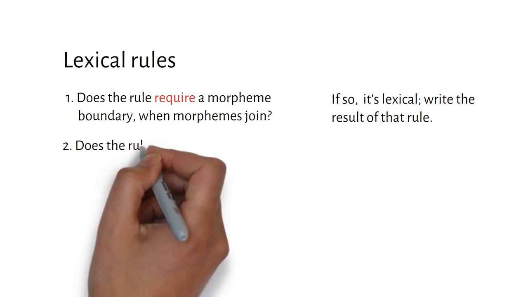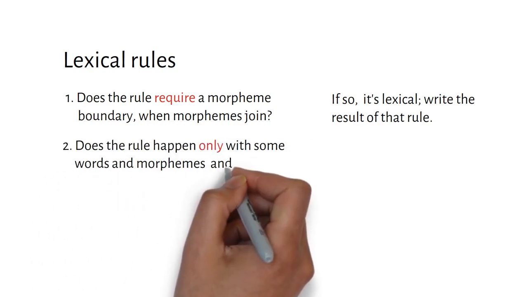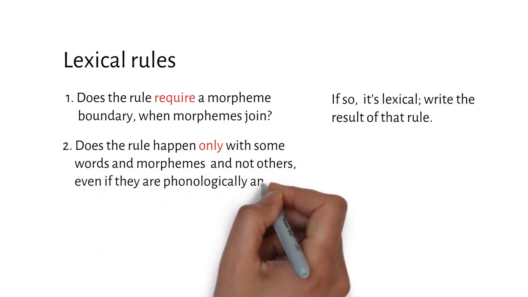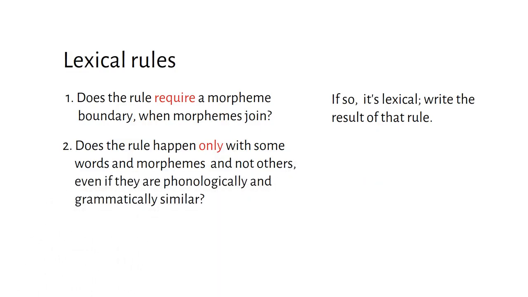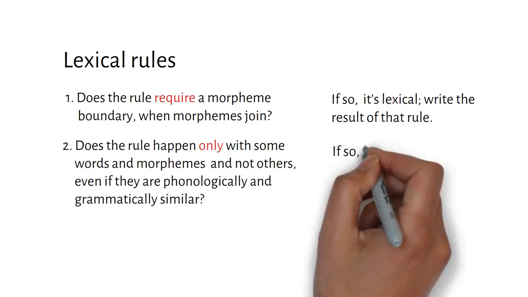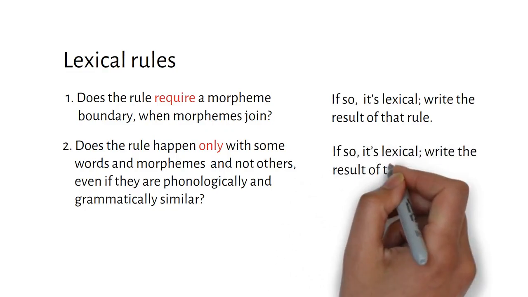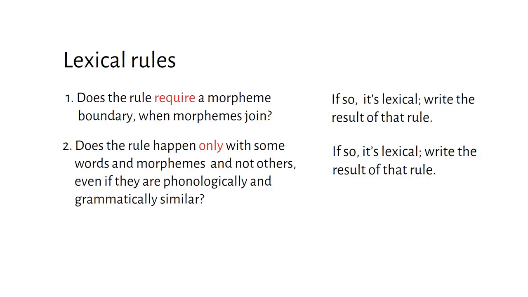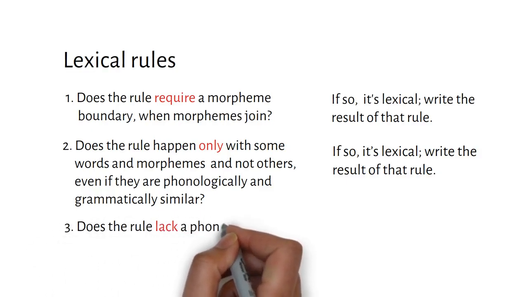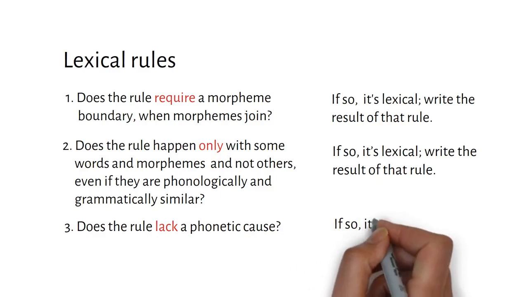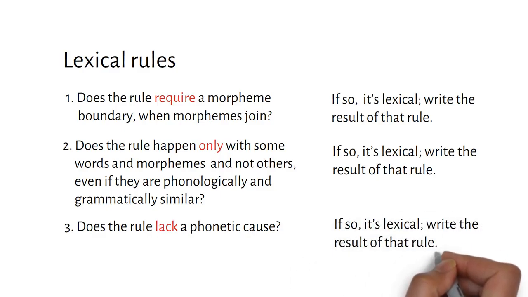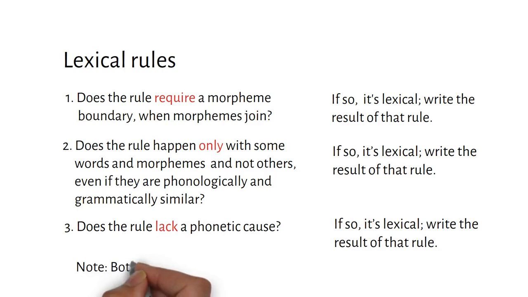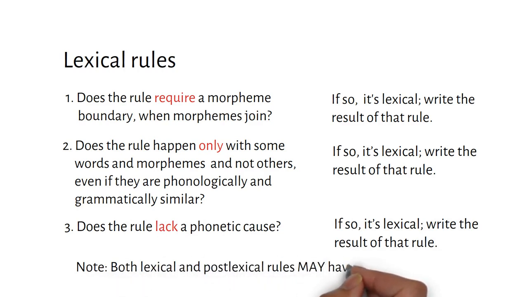Second, does the rule happen only with some words and not others, even if they are phonologically and grammatically similar? If so, it's lexical. Write the result of that rule. Third, does the rule lack a phonetic cause? If so, it's lexical. Write the result of that rule. A comment here. Both lexical and post-lexical rules may have phonetic causes, but when there is no phonetic cause, you can label a rule as lexical.